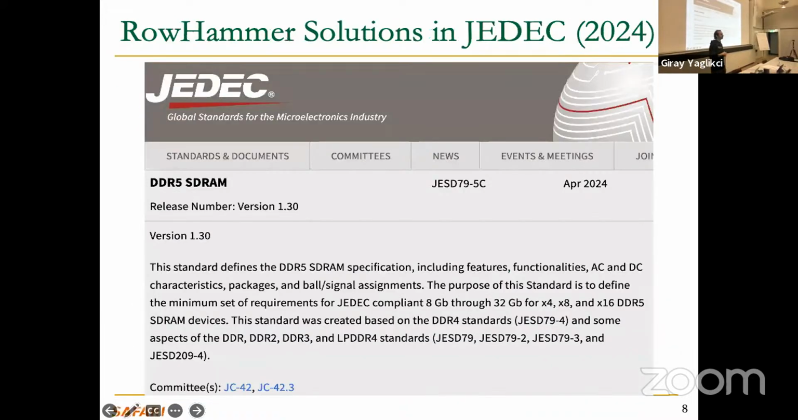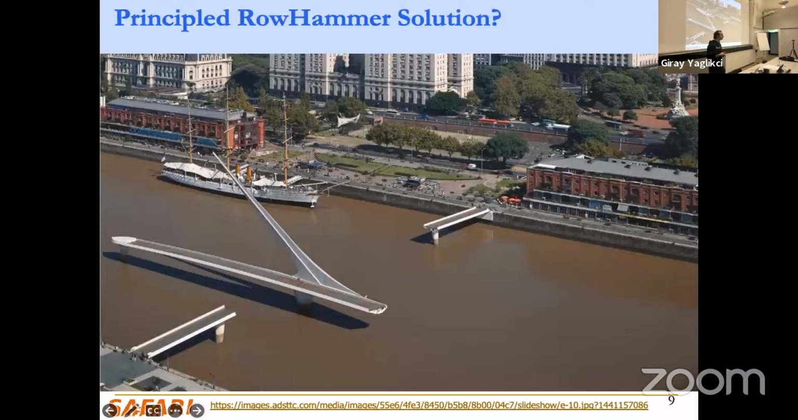I think it is getting better today. Industry is no longer trying to be obscure with their design. They are updating their standards and they're openly telling us how these should be mitigated. The latest JEDEC DDR standard as of April 24 introduces a new mechanism that we will talk about today. And by the end of the lecture, I'll let you decide if this is a principled RowHammer solution.